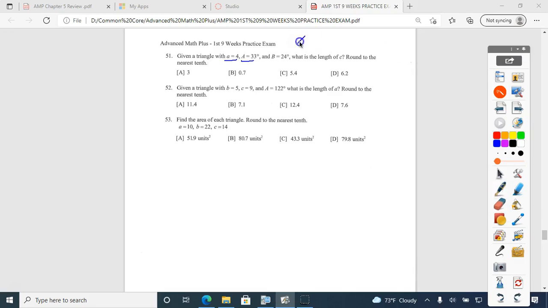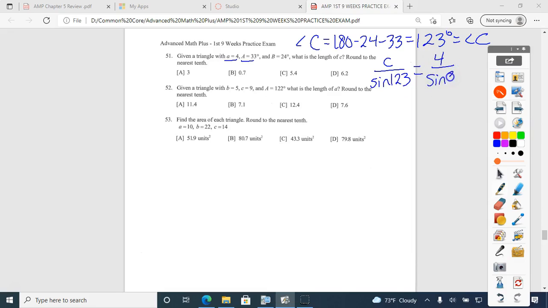So the first thing I'm going to find is angle C. Angle C would be 180 minus 24 minus 33, which is 123. And that's angle C. So now I can do little c over sine of 123 equals little a, which we already know is 4, over the sine of angle A, which is 33. And we basically just move this over here and put it in our calculator.